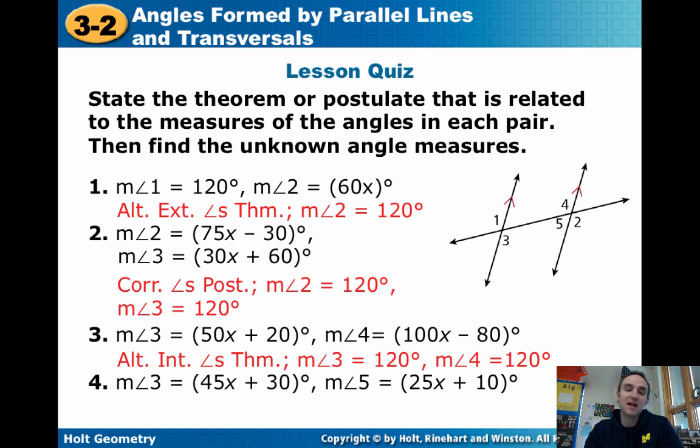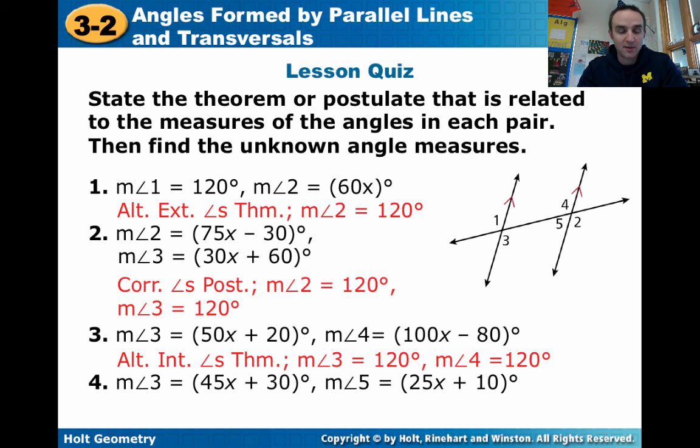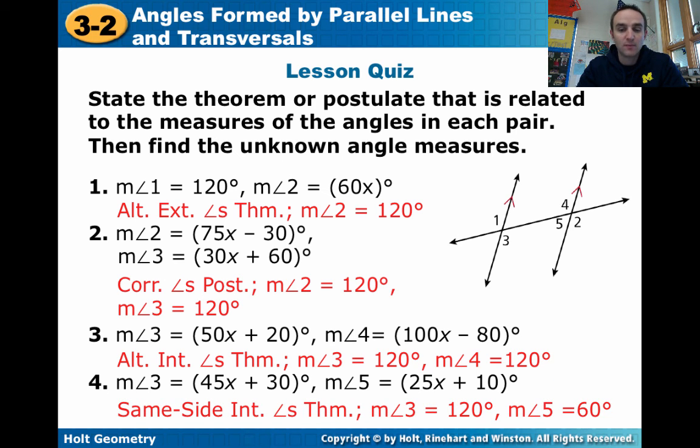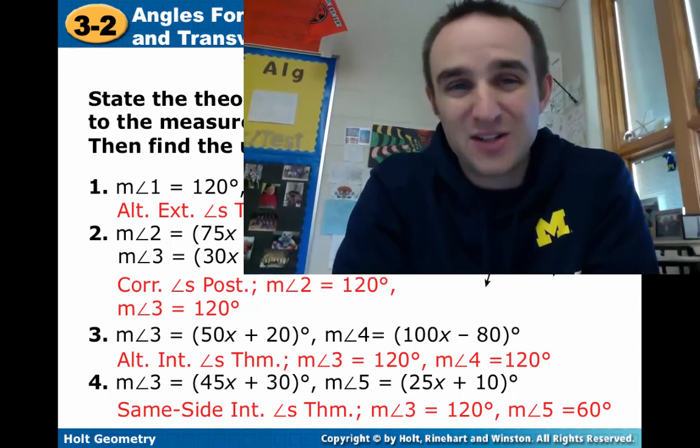3 and 5 are same side interior, so they're not congruent. They are not equal. They are supplementary, so add them up, set it equal to 180, solve for x, again plug it back in, and we get it. That's our lesson quiz. Not a lot to it. We just need to know what those corresponding, alternate interior, alternate exterior, and same side interior angles are. That's from 3.1. Now we're just saying, what can we say about it? And remember, this is only in one specific situation: parallel lines cut by a transversal. If you don't have parallel lines, you cannot use this postulate and these theorems. So that's it for section 3.2.